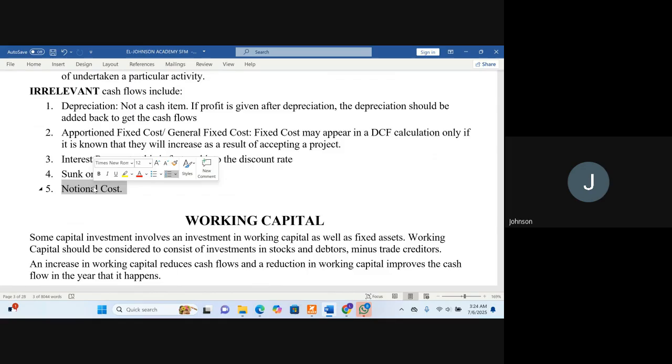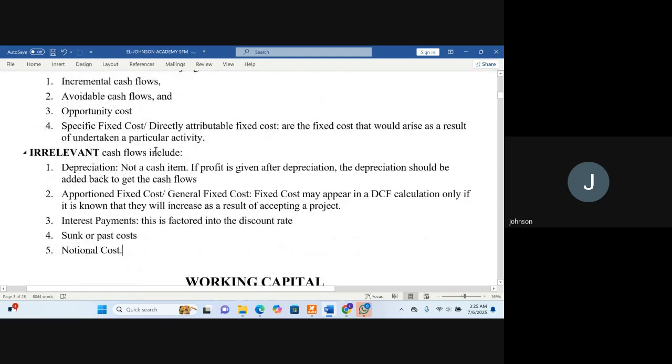Another example is that when you are using your building for your company, a lot of people will say, this building now, as I'm using it for my company, I should be charging rent. I need to be charging rent, because if I should rent this building out to somebody, this is the amount the person will pay. But the question is that, do you actually have anybody that is coming forward to say they want to rent the building? No. So if nobody is coming forward to say they want to rent the building, then you cannot consider it as a notional cost, okay? Or you cannot consider it as opportunity cost.